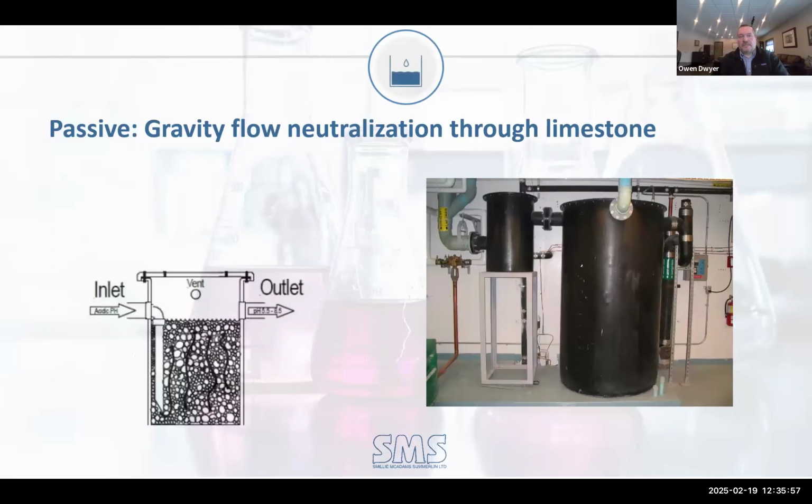So typical gravity systems you would see on the left-hand side, kind of line drawing there, you've got your inlet of your acid coming in. It goes through and percolates through the limestone. It's called dwell time, that certain amount of time to have that acid change its pH. And you can see that it's got a 5.5 to 6.5 discharge.